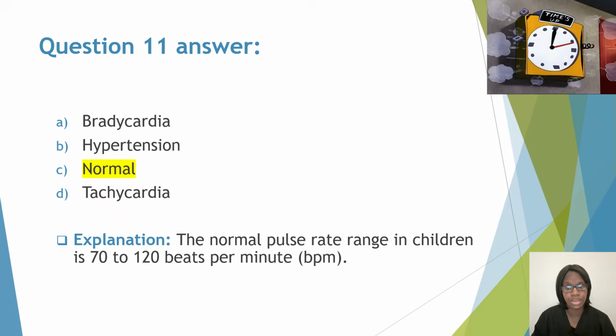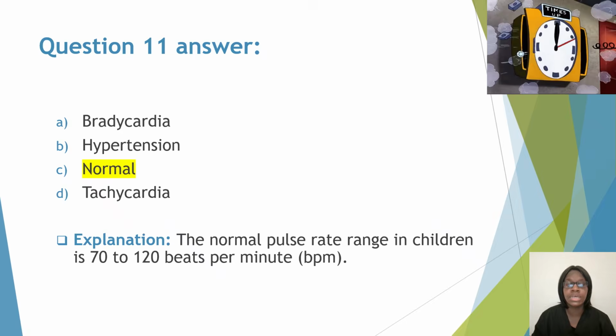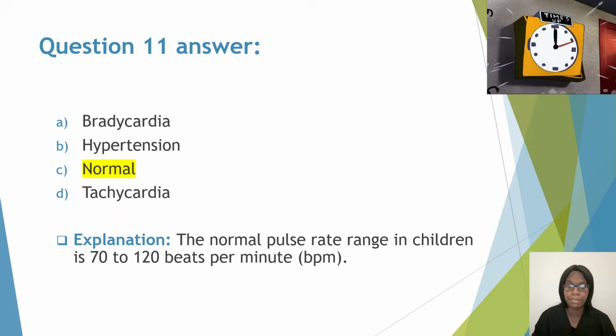But the normal pulse rate range in children is 70 to 120 beats per minute.